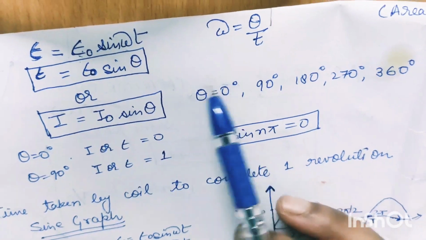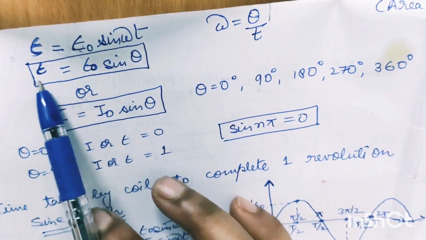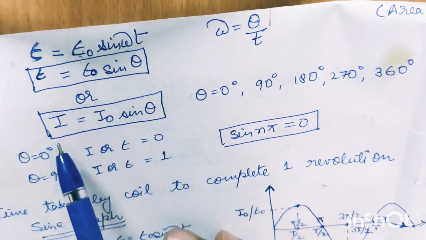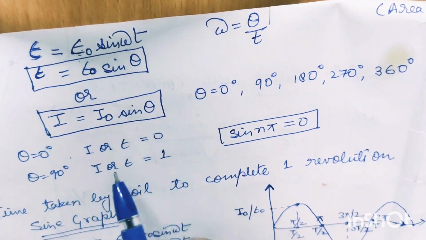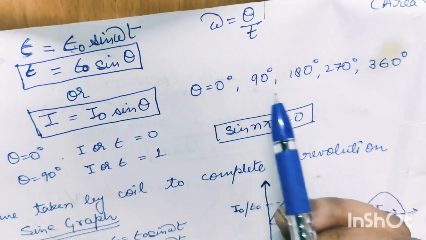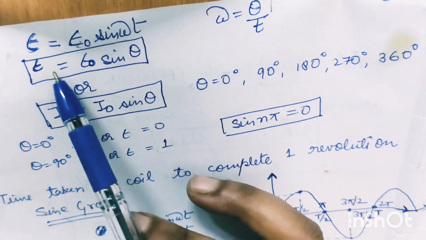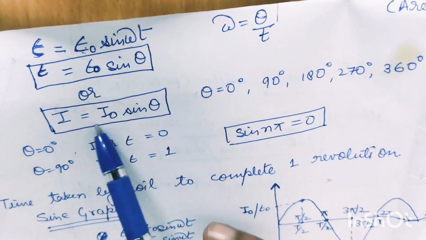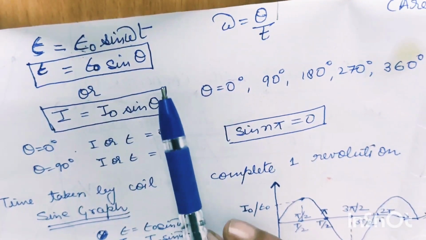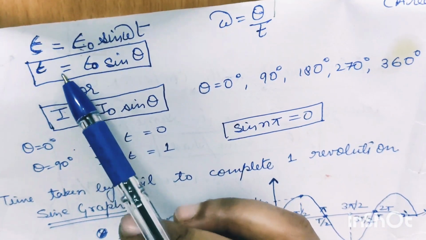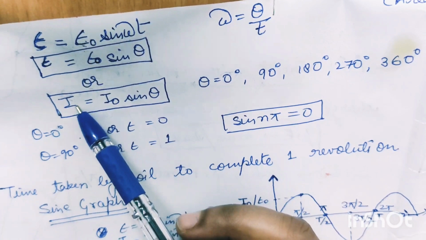So if theta is equal to 0 degree, the value of E will be equal to 0 because sin 0 is 0, and I will be 0. Again, if you put theta is equal to 90 degree, you will be getting E is equal to E naught and I is equal to I naught. That will be the maximum value. Means if you put theta as 90, you will get maximum voltage and maximum AC current.